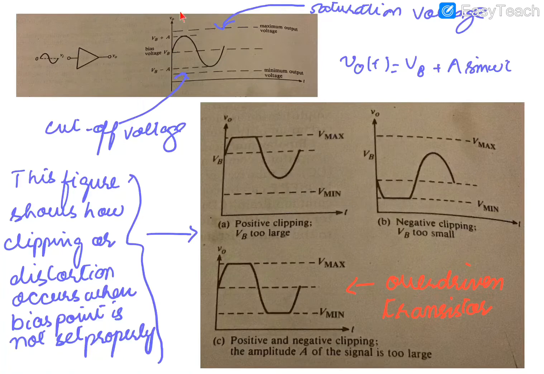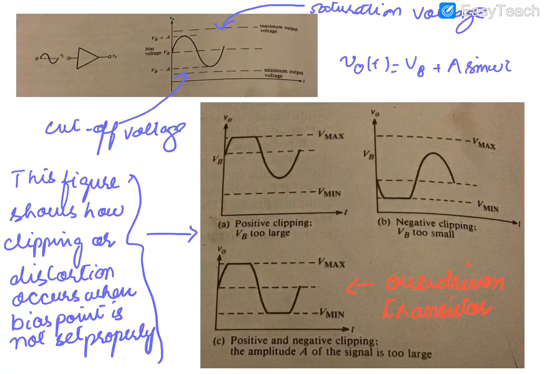The maximum limit for output is the saturation voltage, and the minimum level for output voltage is the cutoff voltage. So this output value cannot be greater than the saturation voltage and it cannot be less than the cutoff voltage, otherwise there will be clipping at the output.